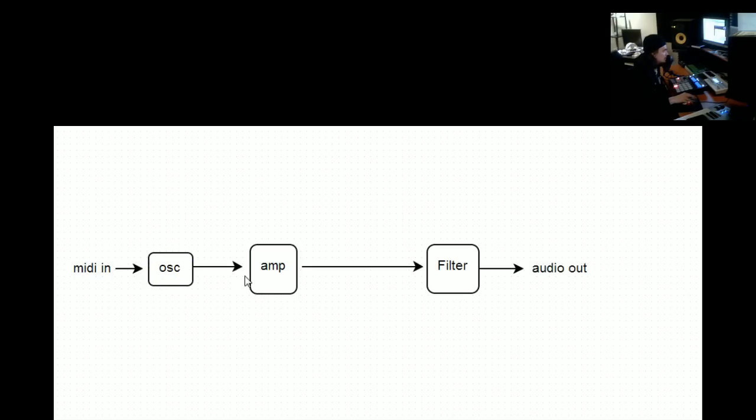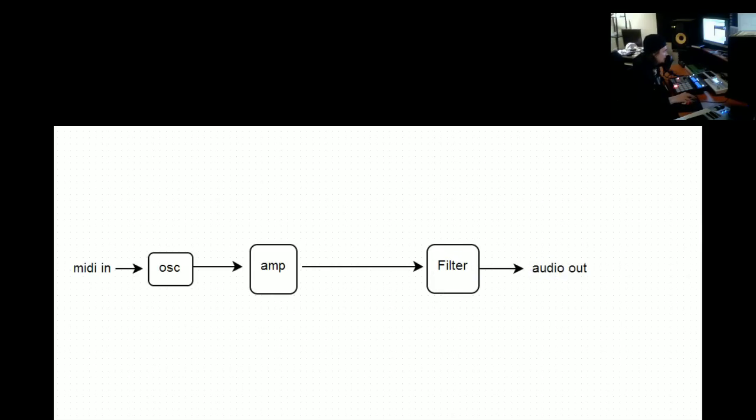That goes into the amplifier section, which gives the sound volume. It can give it attack or a longer release, which we'll get into, and makes it nice and neat. And then into the filter section, which is carving the sound out to get rid of content to create different timbres. And then the audio goes out.